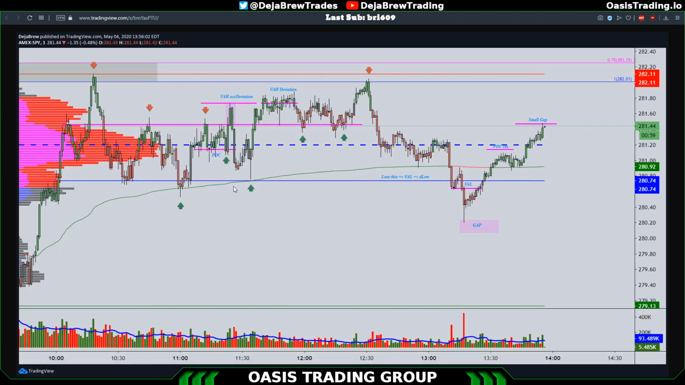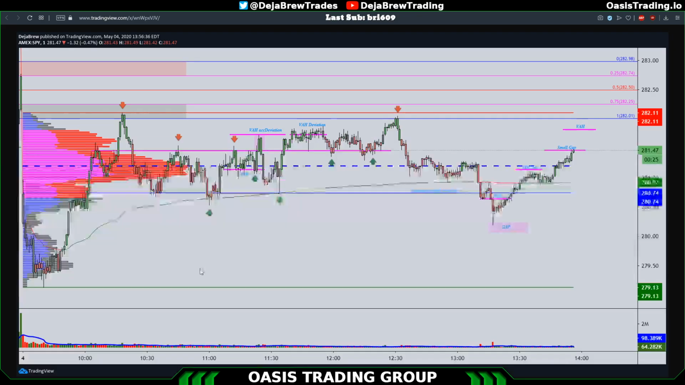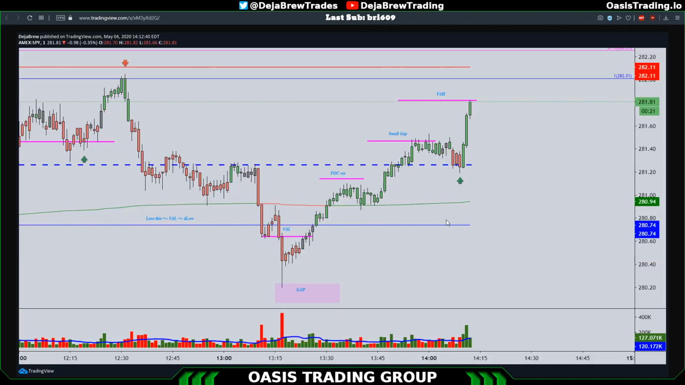And then here it's hit right here. So there's that gap being hit. And then we also called out the next target, which would be that value area high. Okay. There's the value area high being tested right off of the POC retest.